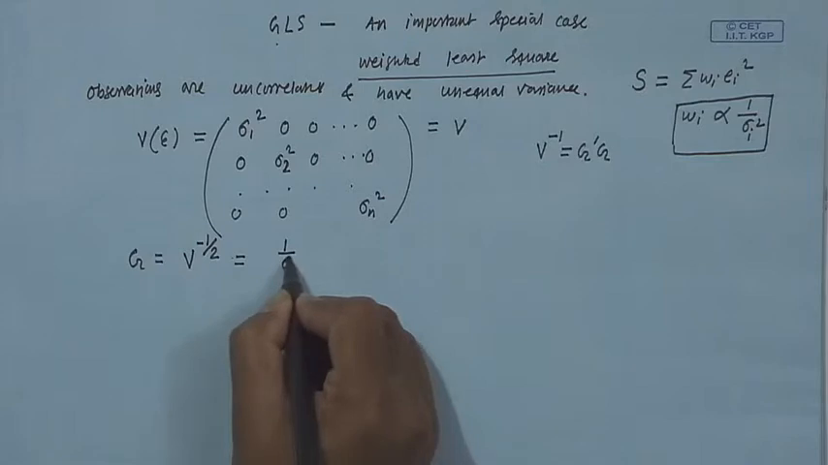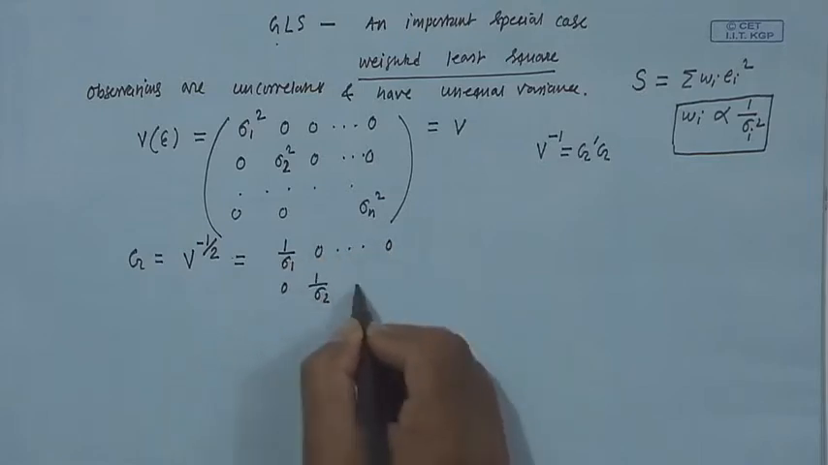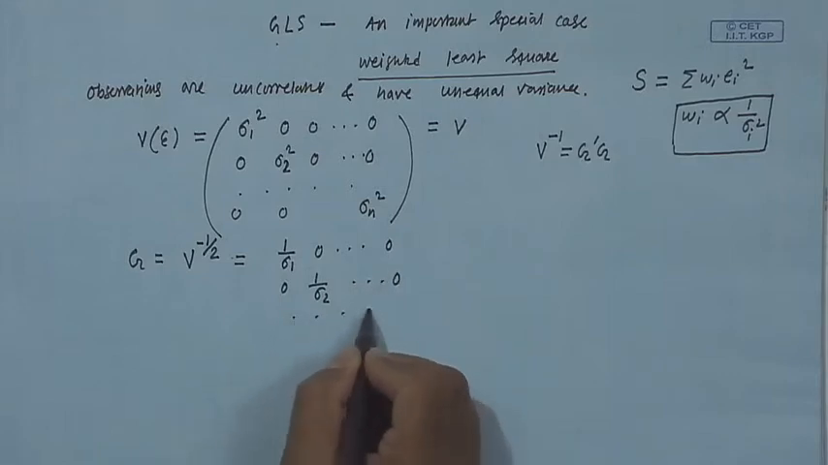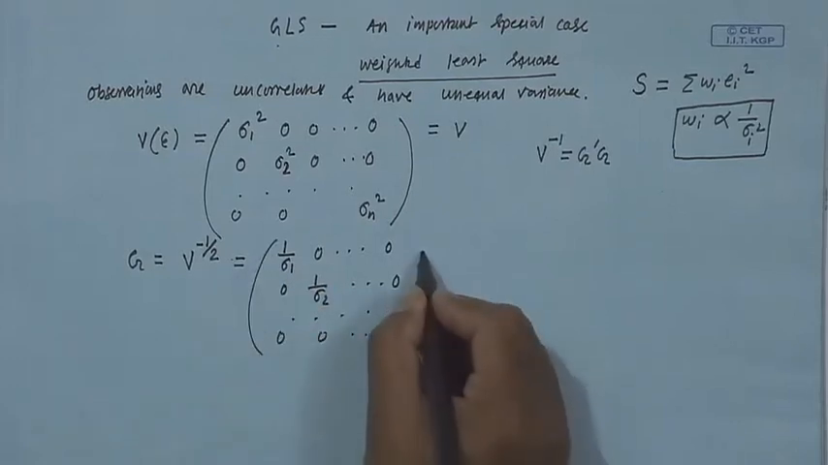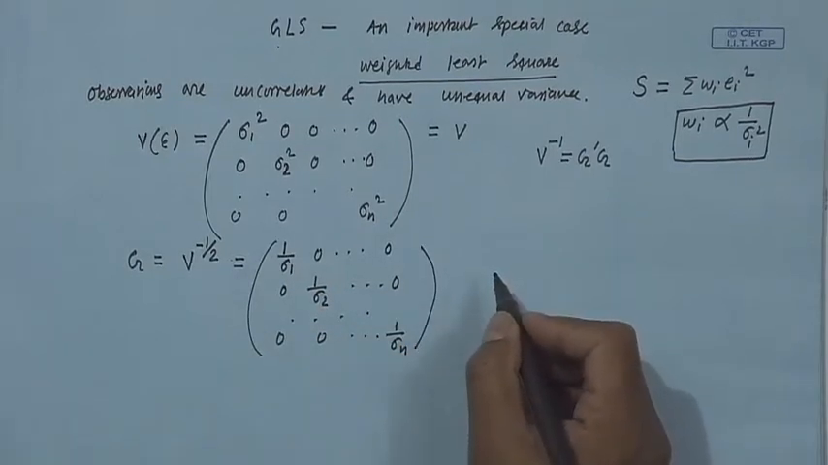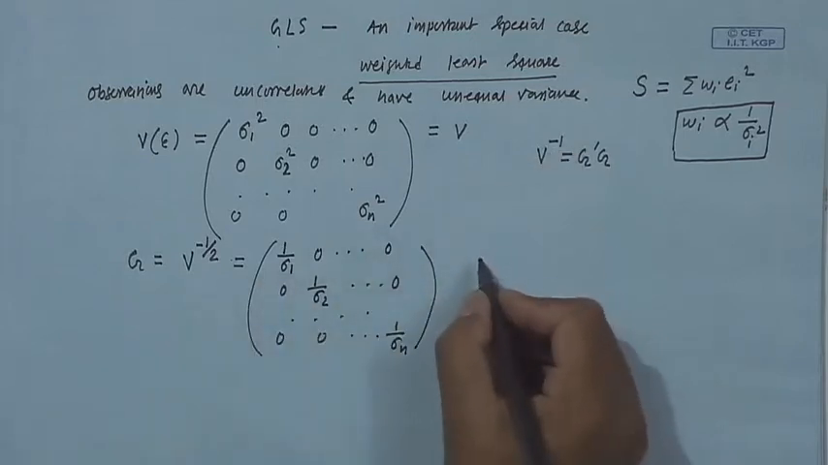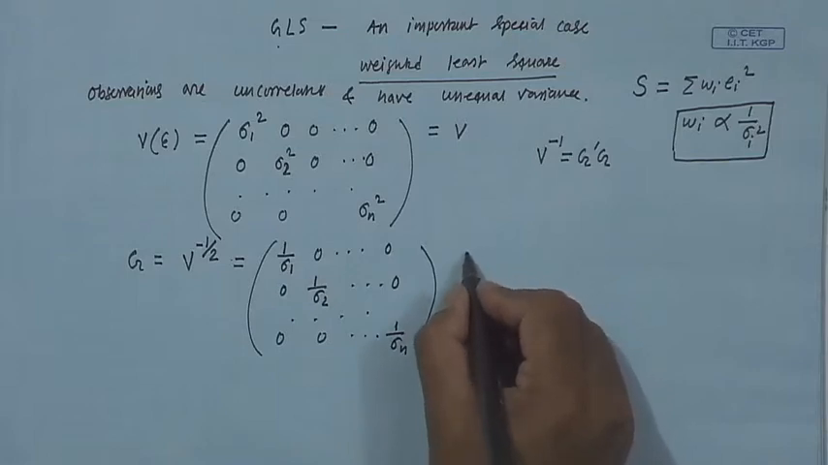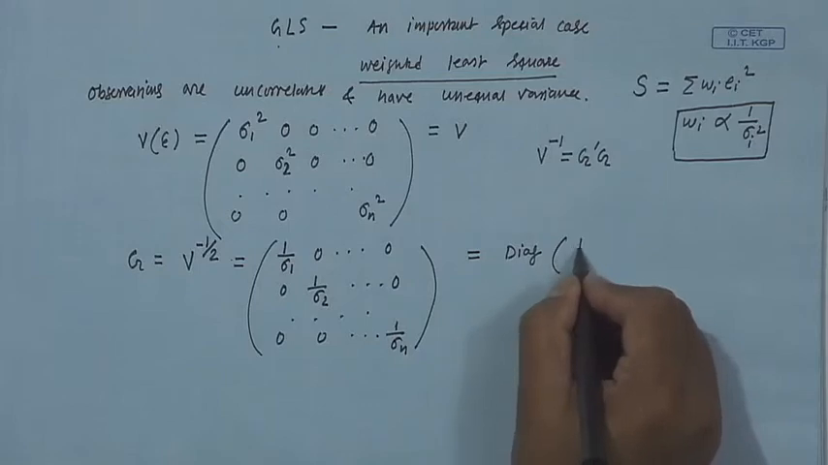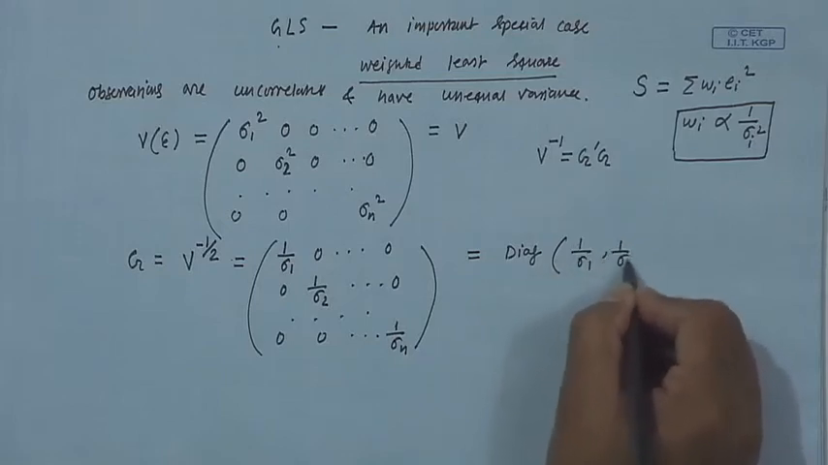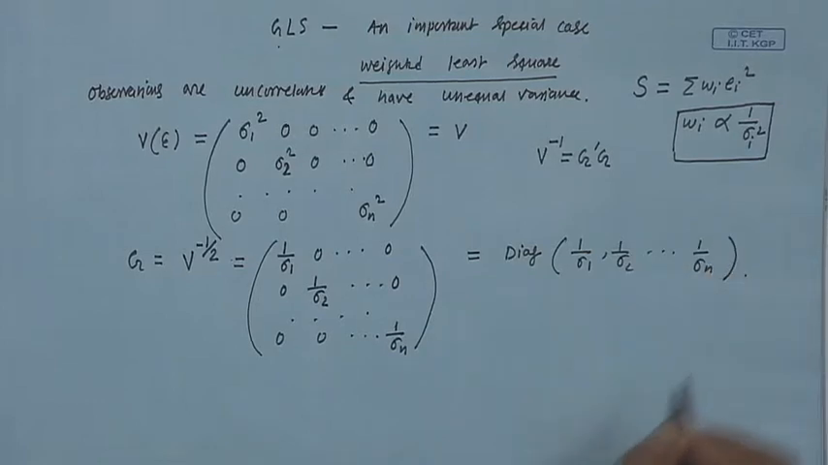1 by sigma 1, 0, 0, 0, 0, 1 by sigma 2, and so on. Right. So, if you choose this G, you can check that V inverse is G prime G, right, and this one is nothing but diagonal 1 by sigma 1, 1 by sigma 2, 1 by sigma n. Okay.